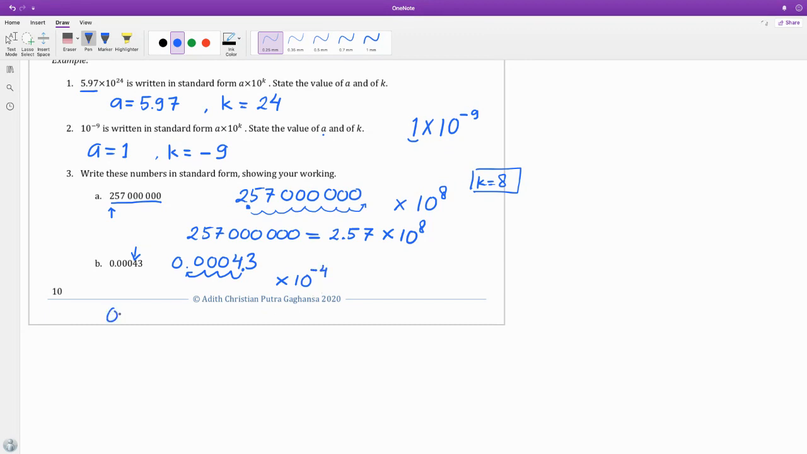Therefore, 0.00043 equals 4.3 times 10 to the power of -4. I hope you get it. That's all for the standard form.